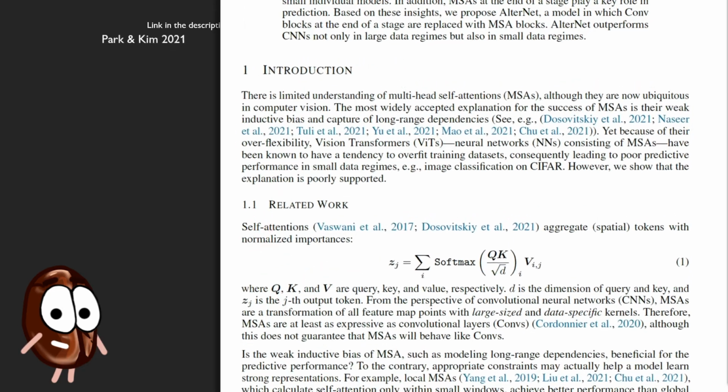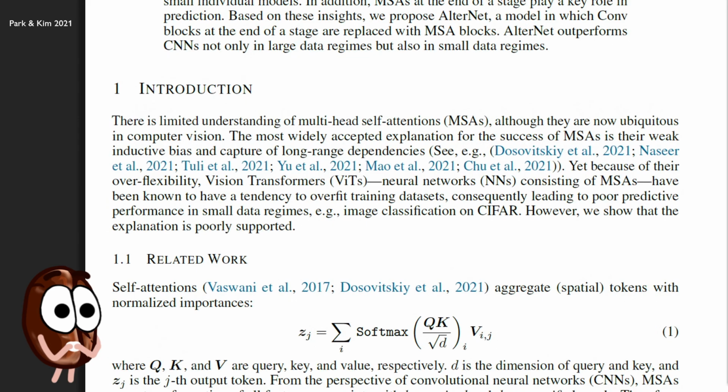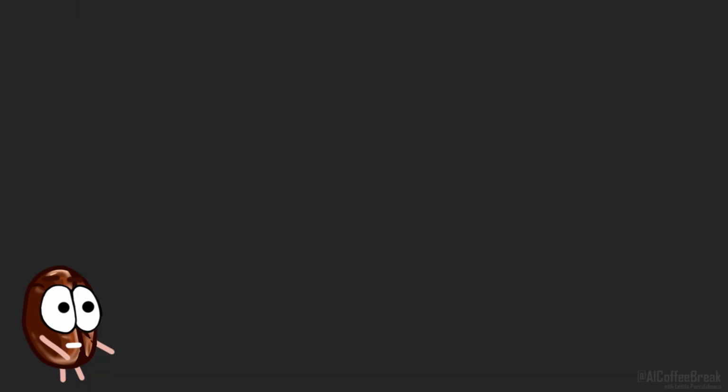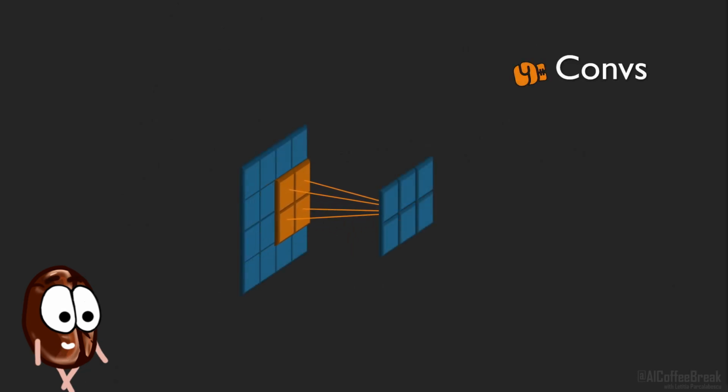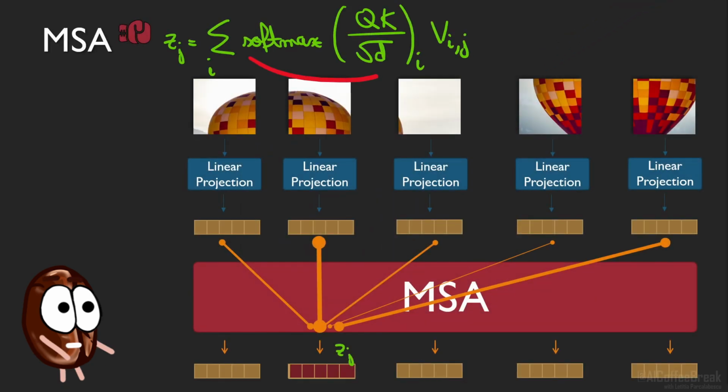The introduction of the paper reminds us of what we have been saying previously in our videos too. We think that the success of transformers in general and MSA in particular is due to two main reasons. First, the weak inductive bias of MSA. While convolutions have this parameter sharing property throughout the spatial dimension, MSA doesn't. So each image region can be handled by its own specific attention weights.